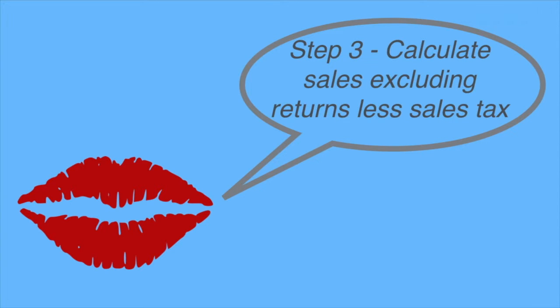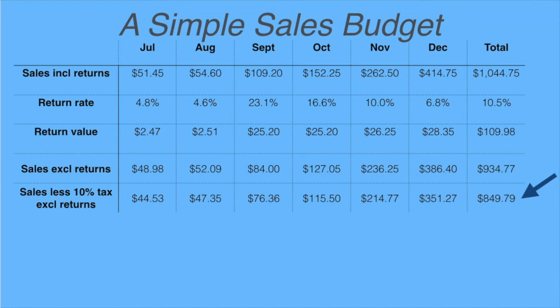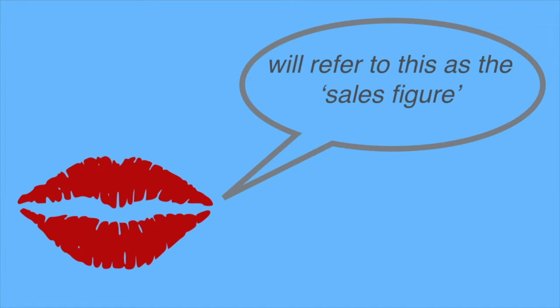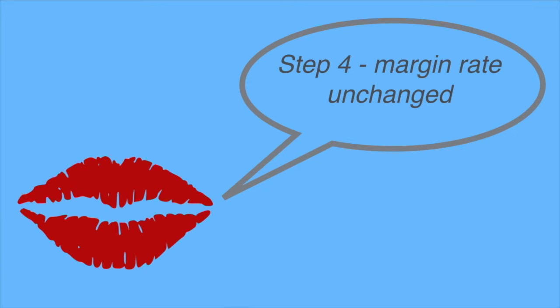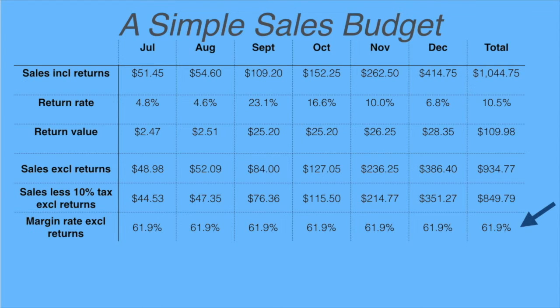Step 3 is to calculate the sales excluding returns less the sales tax. We're still using a sales tax rate of 10%, and this calculation gives us a sales figure excluding returns and tax of $849.79 for the period. I am now going to refer to this figure as our sales figure, as it's a bit of a mouthful, not to mention confusing, to constantly say sales excluding returns less sales tax each time I want to refer to this figure. So step 4, we're going to keep the margin rate unchanged at 61.9% for this year's budget.